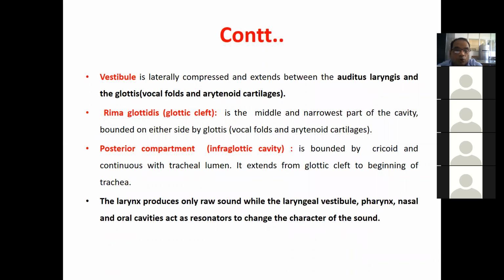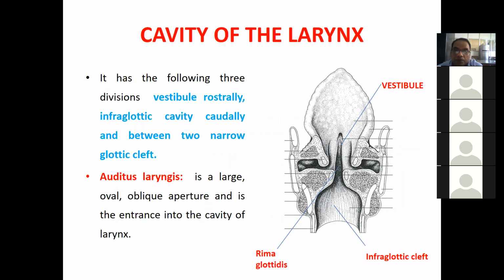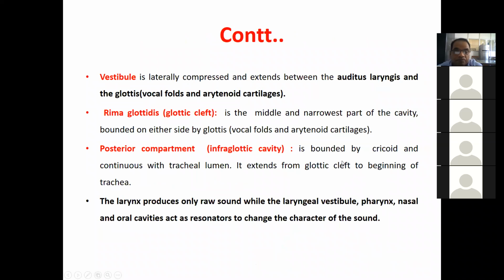So that entrance of the cavity of the larynx is called aditus laryngis. The vestibule, I told you, is the anteriormost part, laterally compressed and extending between the aditus laryngis and the glottis. So this is the vestibule. Here is the aditus laryngis. Here is the rima glottidis. So this vestibule is situated between the aditus laryngis and the rima glottidis.